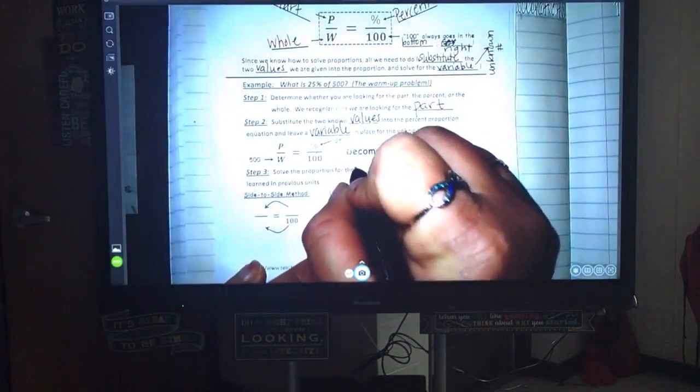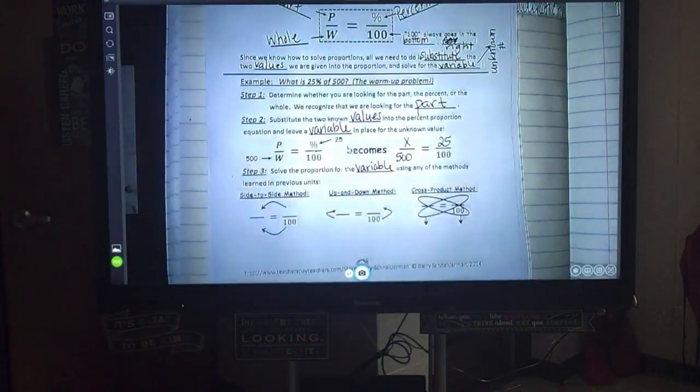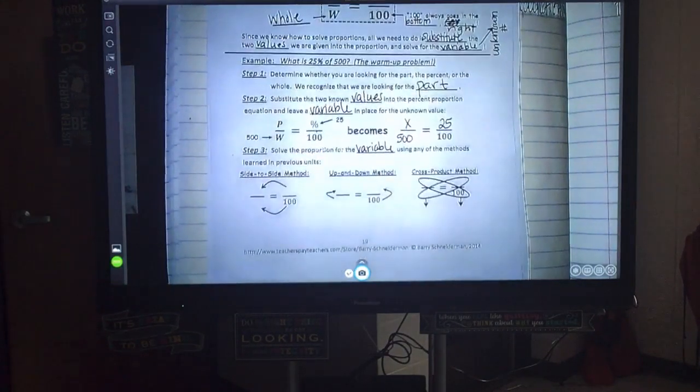Solve the proportion for the variable using any methods learned in the previous units. So we're going to talk about these three methods. All right, and it's actually up here on the board because that's what my first two classes are taking their test on today and tomorrow.